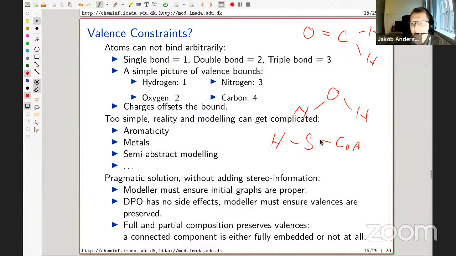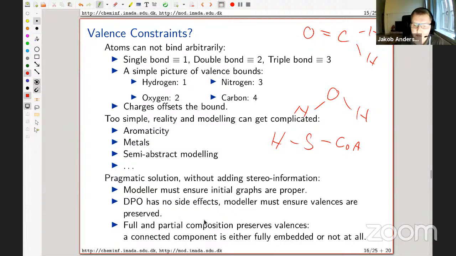So we want to have a lot of flexibility in the modeling. Without having to resort to the full stereochemistry that I will briefly sketch later, we can just pragmatically say, well, by induction, if the initial graphs are proper in whatever way the chemist sees fit, and the model also ensures that whatever valence constraints they like are preserved in the rules, then because we have used double pushout, it has no side effects, then by induction, all the generated graphs will be fine.